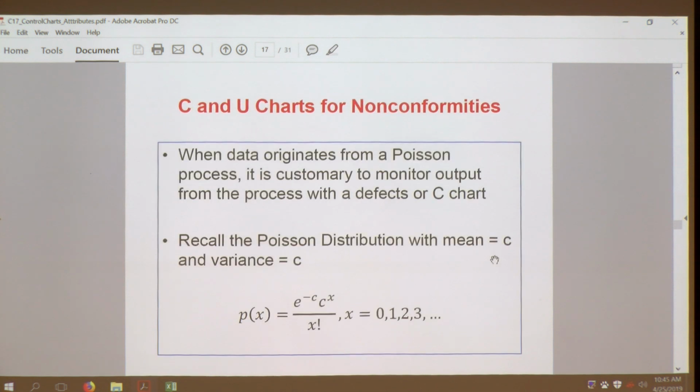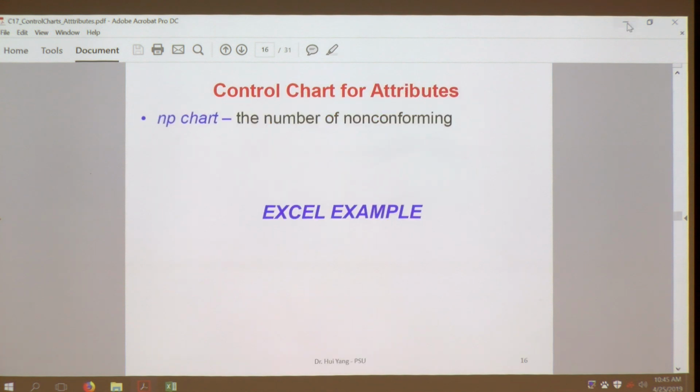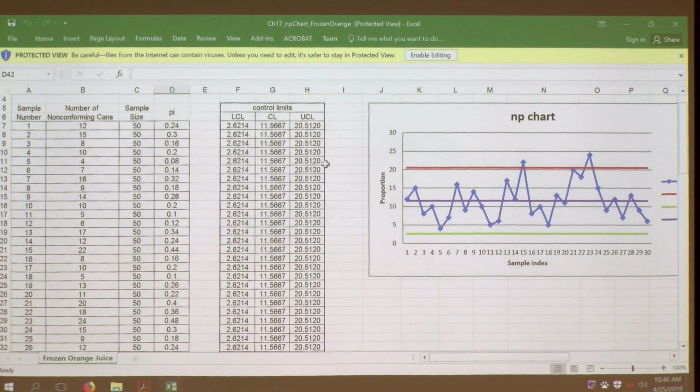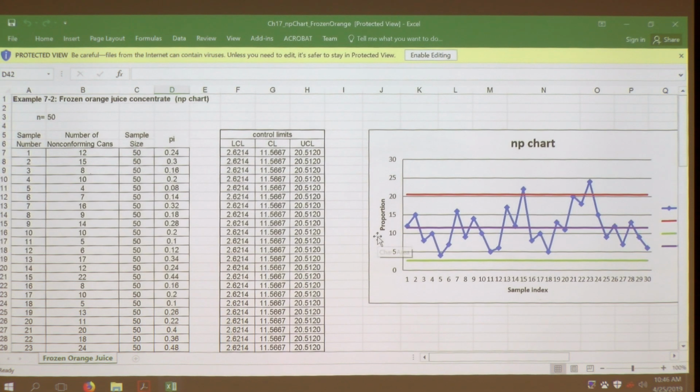So now let's have a look at an Excel sample of the NP chart. I should have an NP chart right here. You see, this is an NP chart. This is frozen orange juice concentrate. We're going to do an NP chart for the frozen orange juice concentrate. So this is a sample. Sample size is 50. We're going to check the number of non-conforming cans.